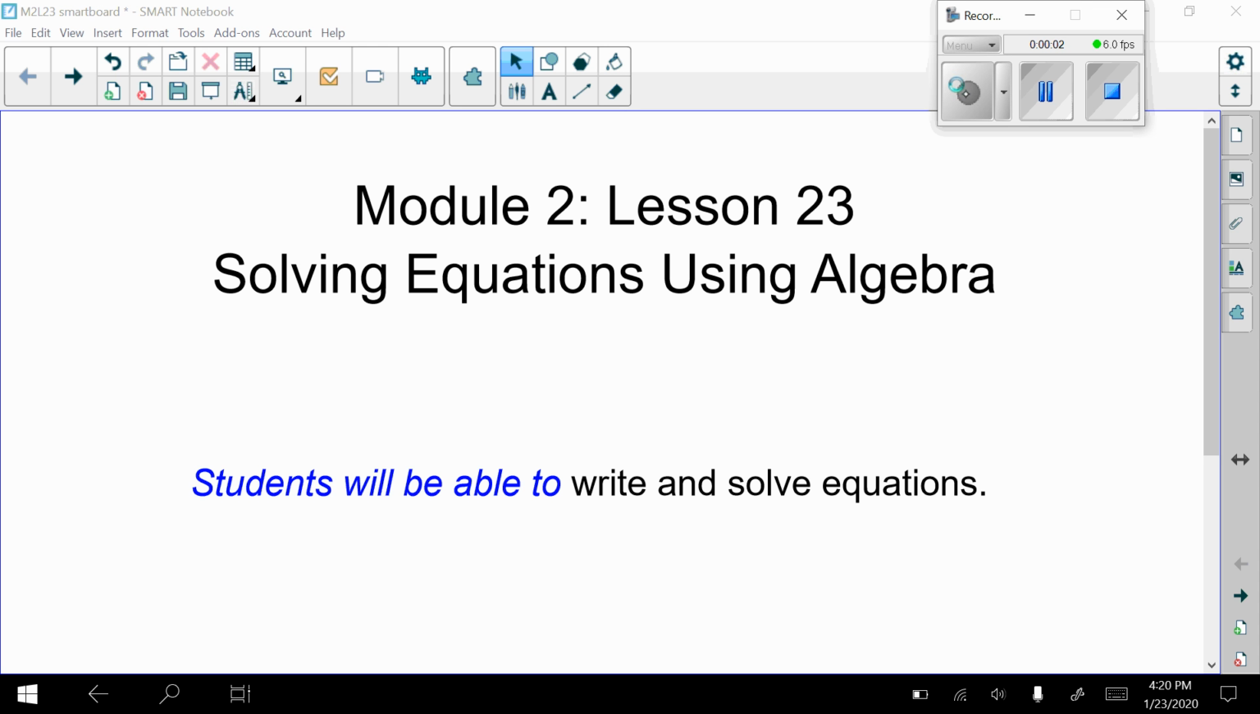Hi everybody, Module 2, Lesson 23, Solving Equations Using Algebra. Yes, it has the same title as Lesson 22. Students will be able to write and solve equations. It's also the same objective. In Lesson 22, we were solving the equations. In this lesson, we are writing from the word problem, from the paragraph, from the story. We're writing the equation and then solving it. Here we go.